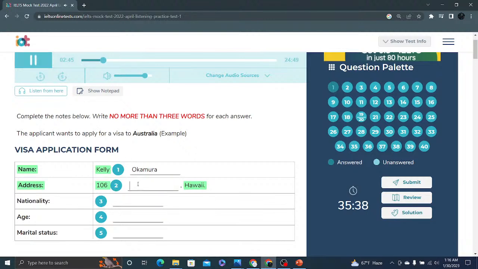And your address? Apartment 106, Kingston Street, Hawaii.